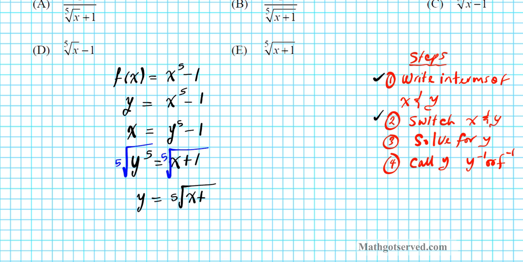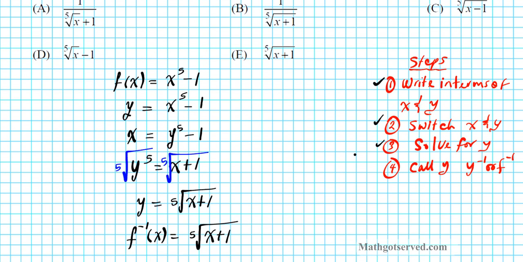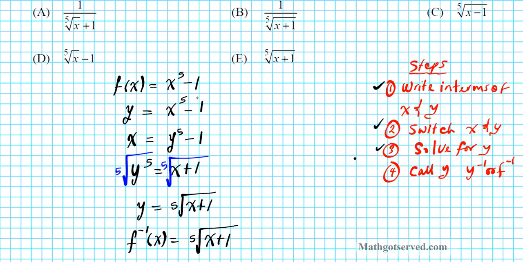Now what is this we just solved? This is the inverse, okay? So we're going to call it f to the negative 1 of x equals the fifth root of x plus 1. Alright? So we can clearly see that our answer is option letter E.